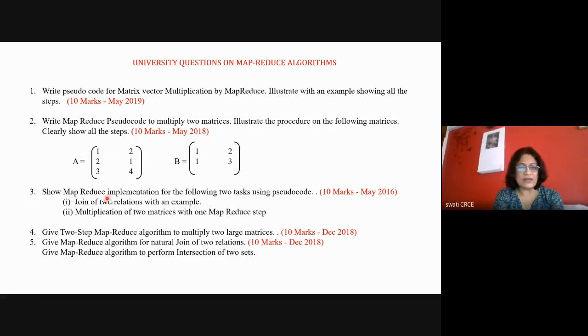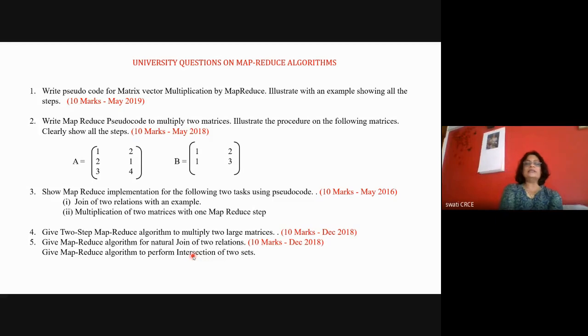Then sometimes they have asked about joining operations of two relations, like if there are two database tables. If we want to join two different tables, and then fire some query or analytics on that, how is this done with the help of MapReduce? This question is also asked multiple times. Here again multiplication, here two-step matrix multiplication, here join and intersection.